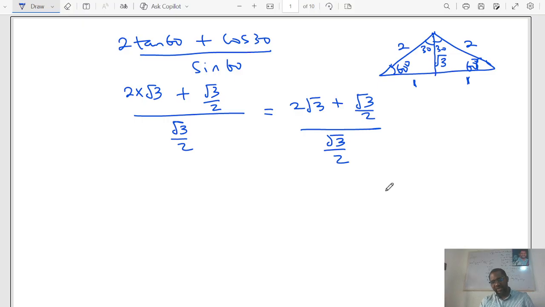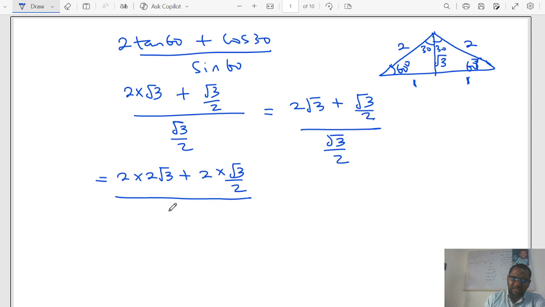Now there are many ways I can do this, but one of the things I do when I have a situation like this is find the LCM of the denominators, then multiply everything by the LCM of the denominators. So the LCM of the denominators is 2. So I'm going to say here is going to be 2 times 2 root 3 plus 2 times root 3 over 2, then divided by 2 times root 3 over 2.